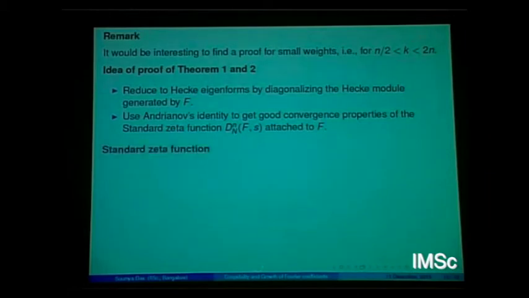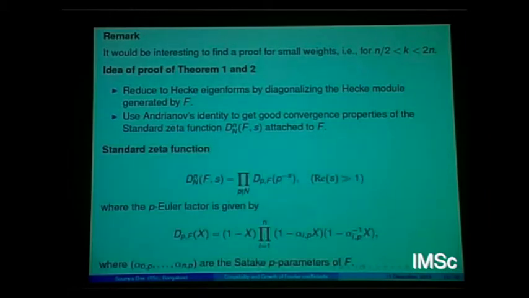And so what is the standard zeta function? It is like this. It has an Euler product that converges in some half plane, and the Euler product is given like this. These are local factors, and the alpha_i,p are the Satake parameters attached to f. So we have some kind of an L function.